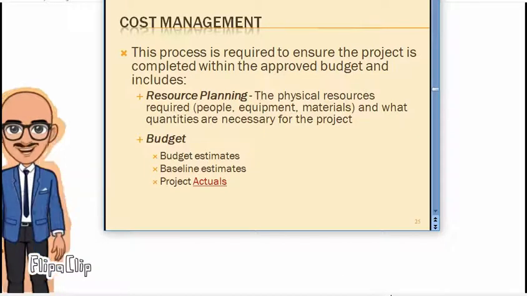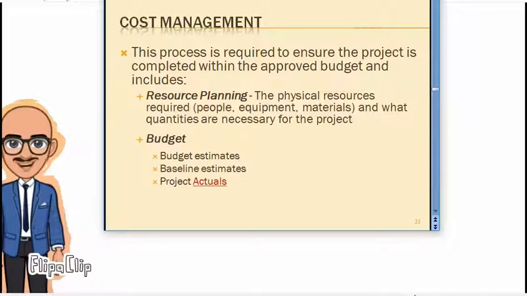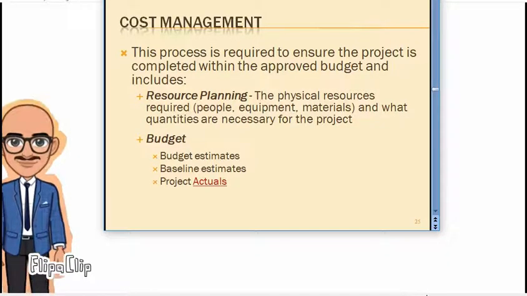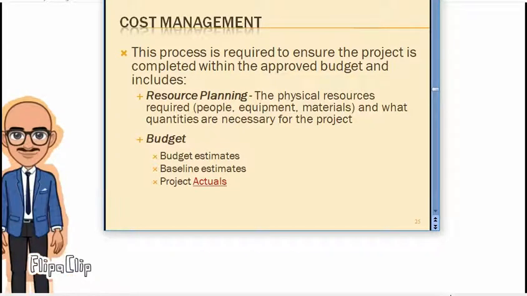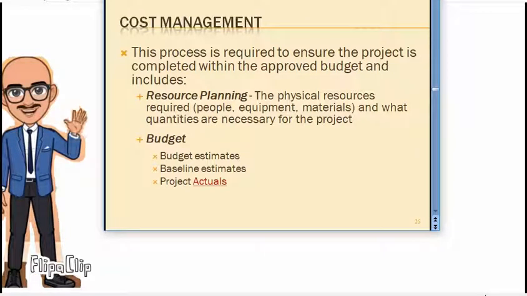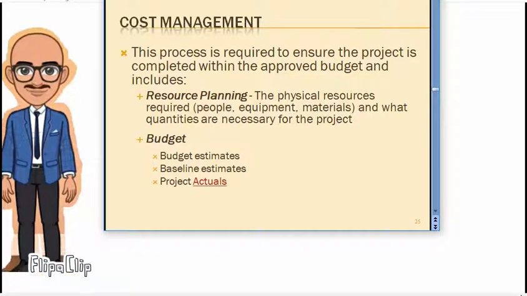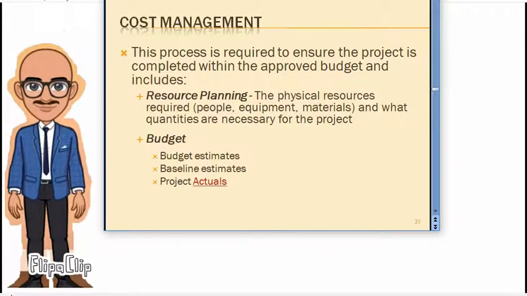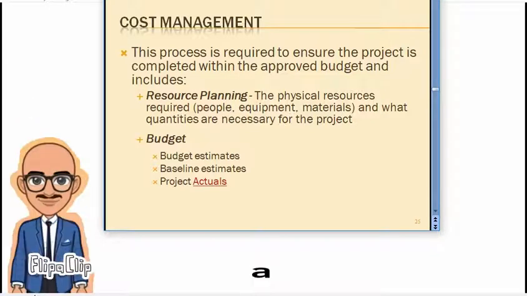So cost management of a project is the process that is required to ensure the project is completed within the approved budget. Whatever budget is approved for the project, the project has to be done in such a way, and the resources have to be maintained and utilized in such a way, that it must be completed within that budget.